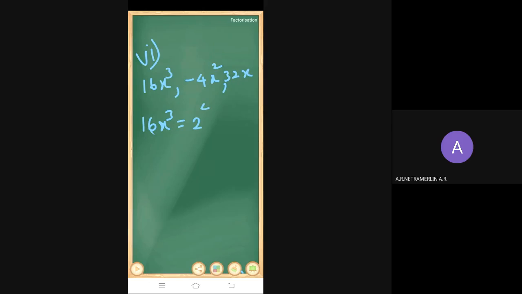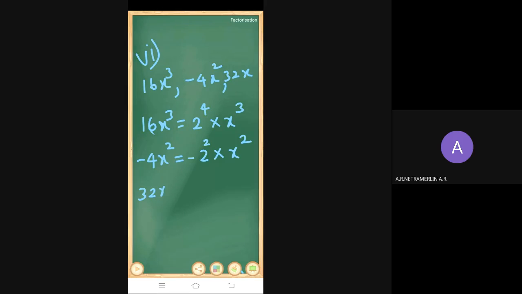2 power 4. Very good. 2 into 2 into 2 into 2. 2 2s are 4, 4 2s are 8, 8 2s are 16. So 2 power 4 into x cube, minus 4x square. Minus you write as it is, and 4 can be written as 2 square into x square. X square you write as it is.